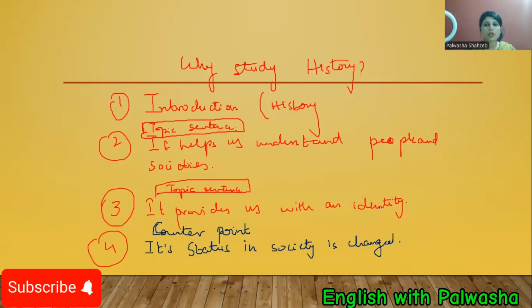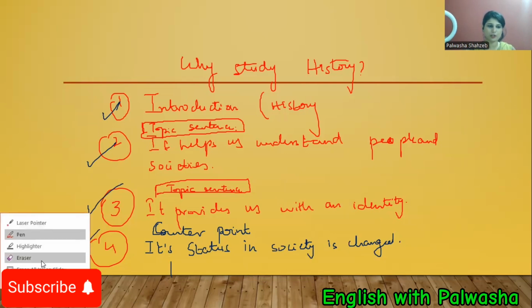So I'm sure till here the things are quite clear, that how you need to create each paragraph. Paragraph 1 is introduction, second is in favor of the topic, third is in favor, fourth is going to be against the topic, and then you are going to move towards the conclusion, my dear friends, and that is the fifth point.